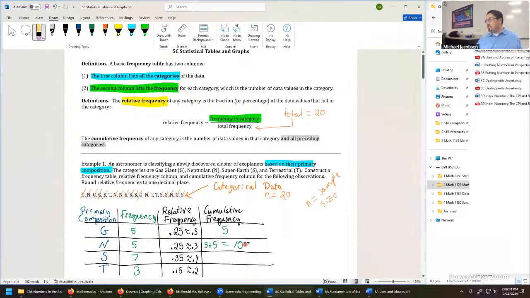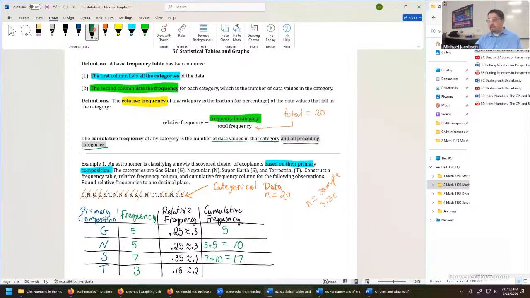Then we have to do it again to get the next cumulative frequency, where we are right here at this red dot. We have to take all the data values in that category. They're referring to the 7 when they say that part. So 7 plus all preceding categories. That would be the 5 plus 5. These are all the preceding categories. But we've already done 5 plus 5. We can just use that value. It's really just 7 plus the cell right above, 10, for 17 altogether.